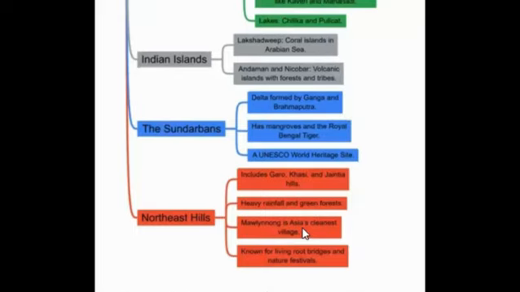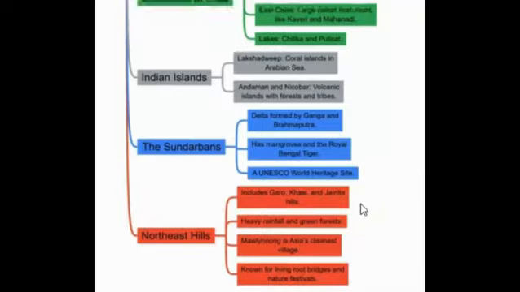And now for the last, we have the Northeast Hills. It includes the Garo, Khasi, and Jaintia Hills. They have heavy rainfall and dense forests. Mawlynnong is Asia's cleanest village, known for living root bridges and natural festivals.